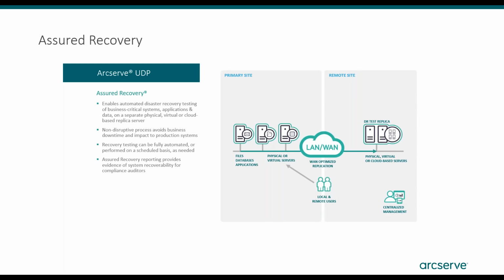Now, we have a capability within high availability and also within UDP proper, which is within your backups, to take those backups and spin them up as virtual machines, right? So in the case of high availability, I'm taking that system that I create and I'm bringing it online, right? So I'm doing a DR test with it. Assured Recovery is an automated DR test that gives you the capability to bring your system online, test it, and then bring it back down.